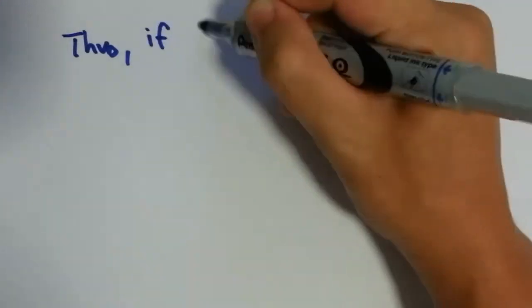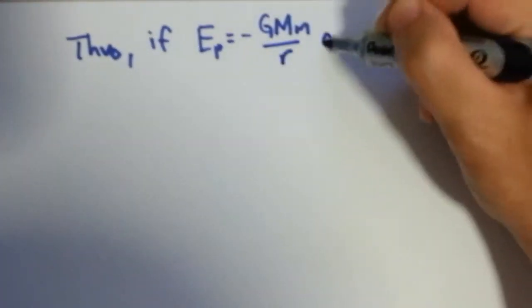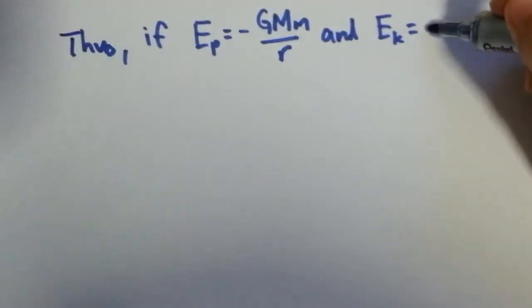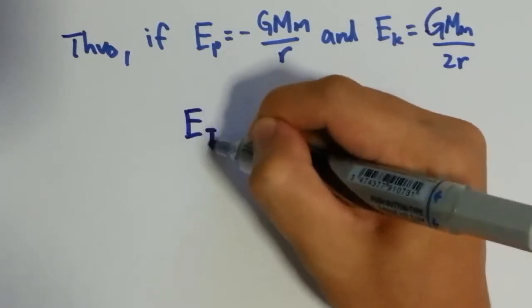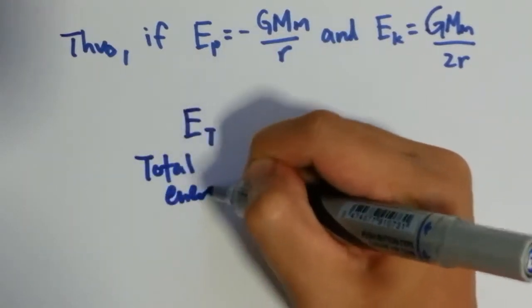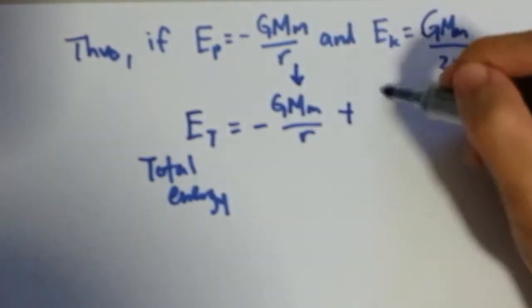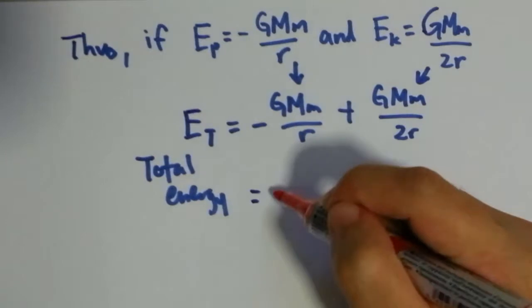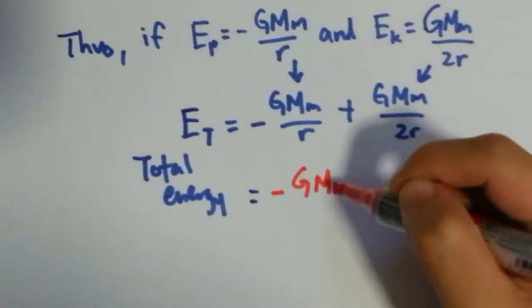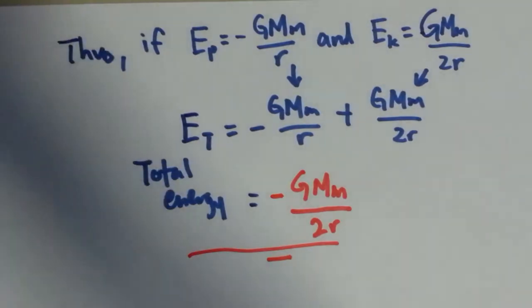Thus, if the potential energy is minus GMm over r and the kinetic energy is GMm over 2r, the total energy is simply the addition of the two. So, minus GMm over r plus GMm over 2r gives you minus GMm over 2r. And that's the total energy.